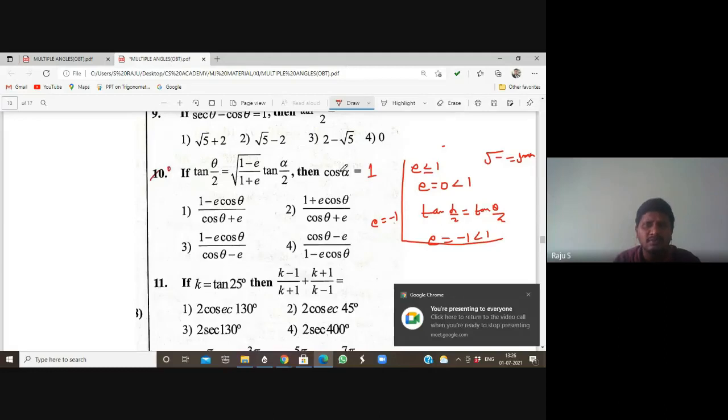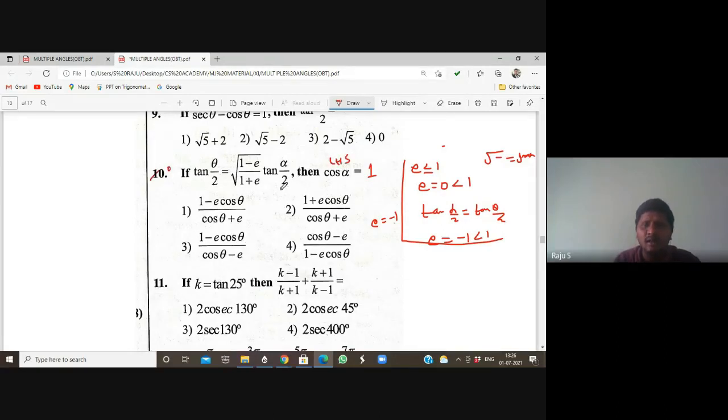Equal to 1. This is the LHS. The RHS is the given options. Yes, when I substitute here, we are going to get (1 + e cos theta)/(cos theta - 1). So we should not cancel these two. It should not be equal to 1.